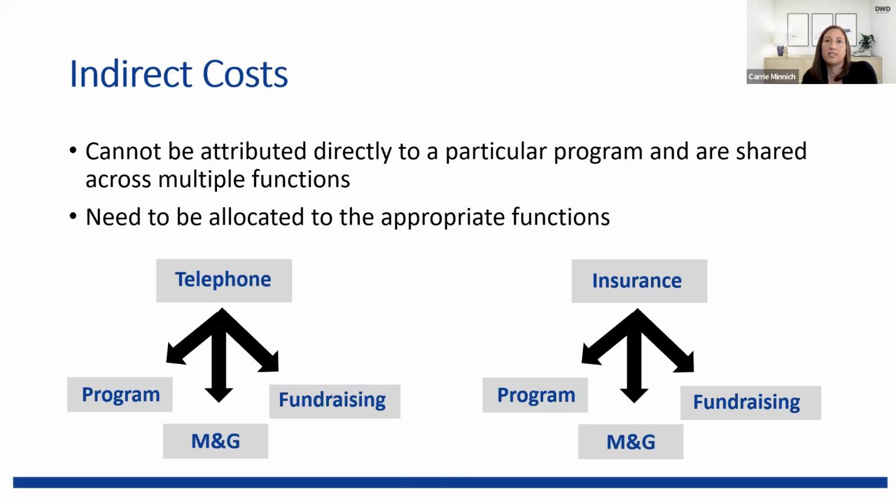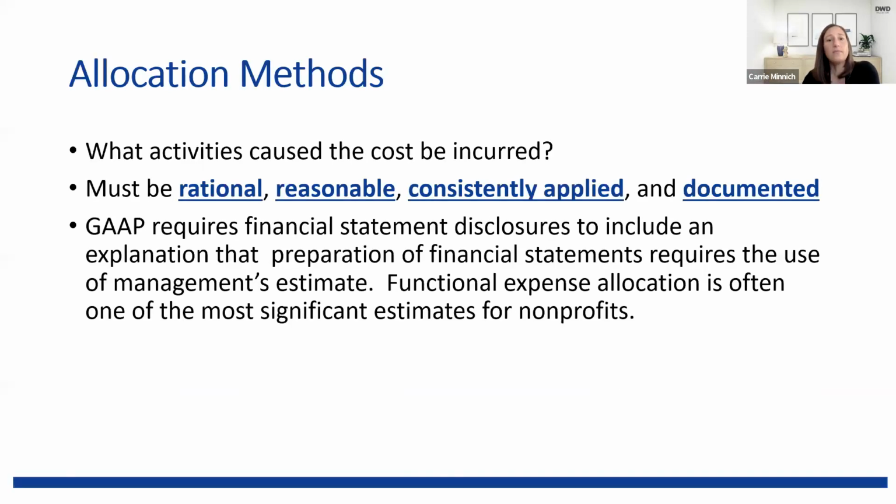Or insurance, you have property insurance. So you have a lot of different things that are covered. Your building is used for program, management in general, and fundraising. So these are the type of expenses, these indirect costs, that need to be allocated to appropriate functions. So how do we do that? Well, we have to put into place an allocation method.